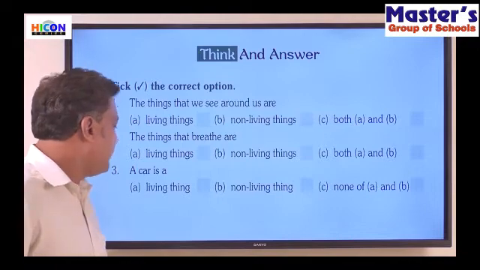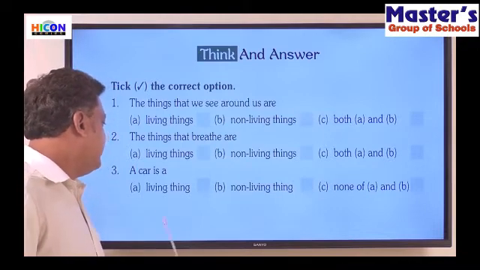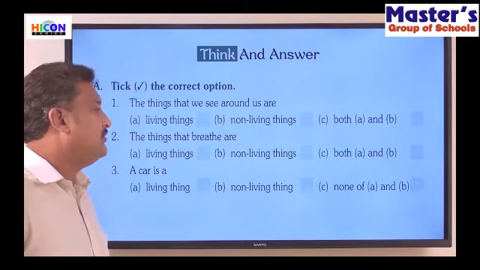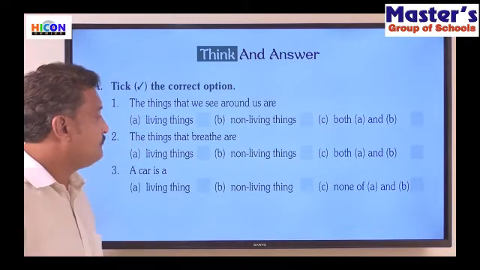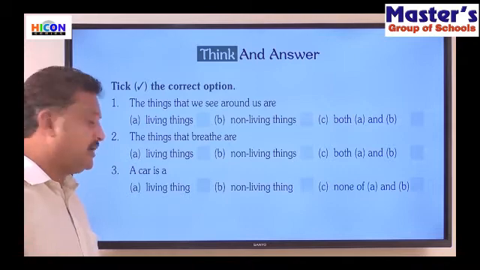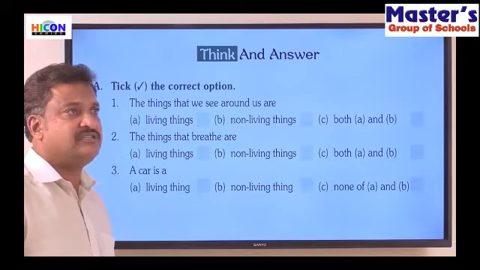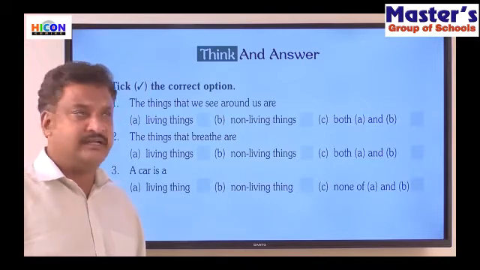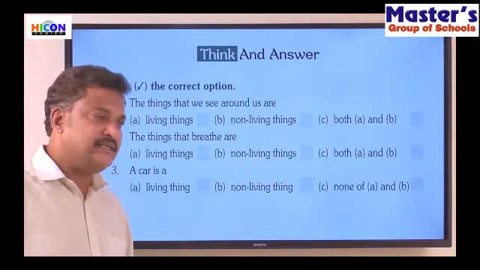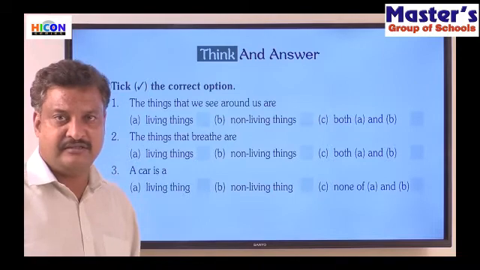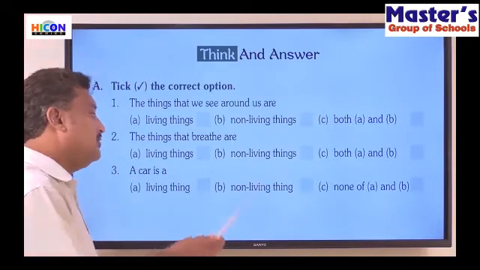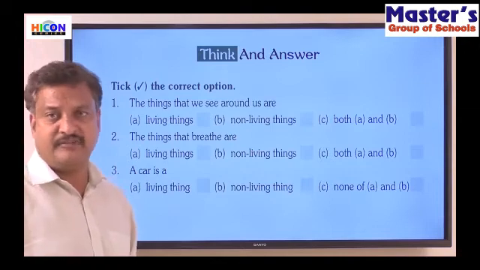Now, a car is a living thing, a non-living thing, or none of A and B. So, a car is something which doesn't have any life. It doesn't grow. It doesn't move. It doesn't take any food, isn't it? So, car is an example for a non-living thing, right?